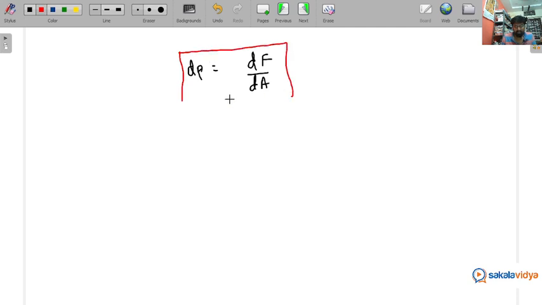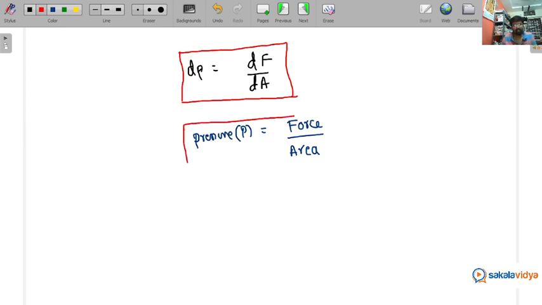So in general, pressure capital P is equal to the ratio of force by area. So now what is the new formula for pressure? It is defined as the ratio of force per area, or force acting per unit area. Now let us consider the units for it.